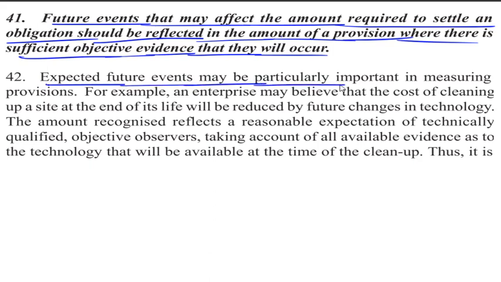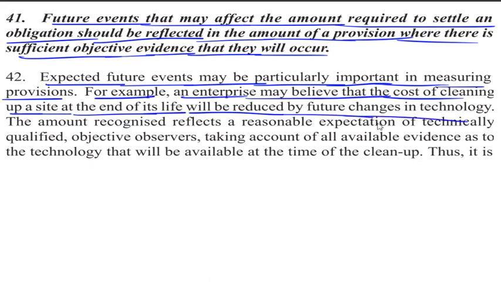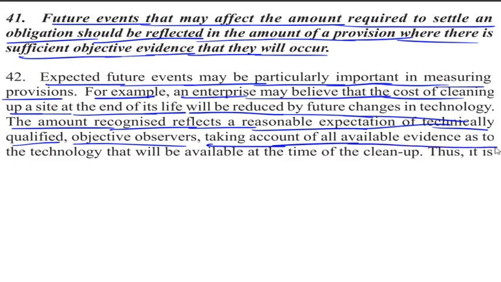Expected future events may be particularly important in measuring provision. For example, an enterprise may believe that cost of cleaning up a site at the end of its life will be reduced by future changes in technology. The amount recognized reflects the reasonable expectation of technically qualified and objective observers, taking account of all available evidence as to the technology that will be available at the time of cleanup.